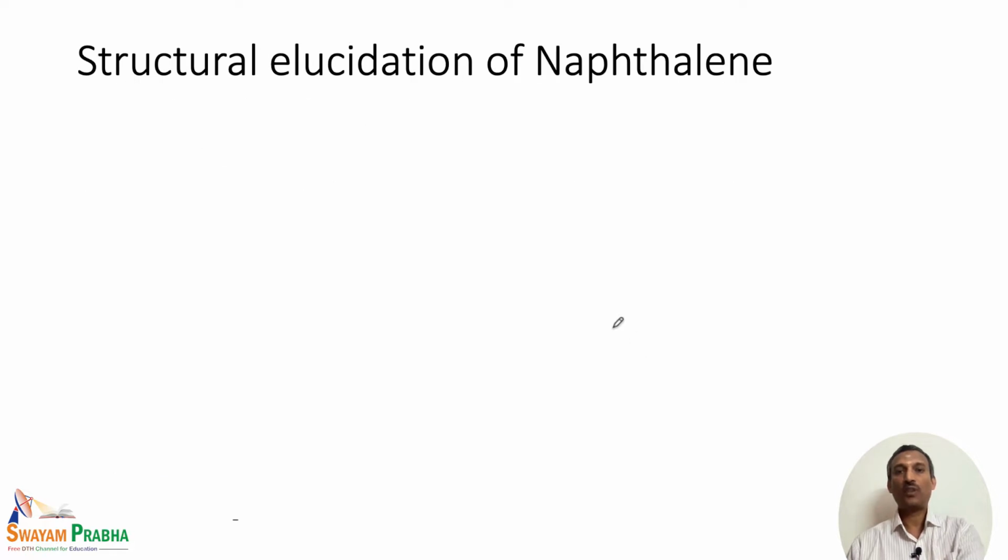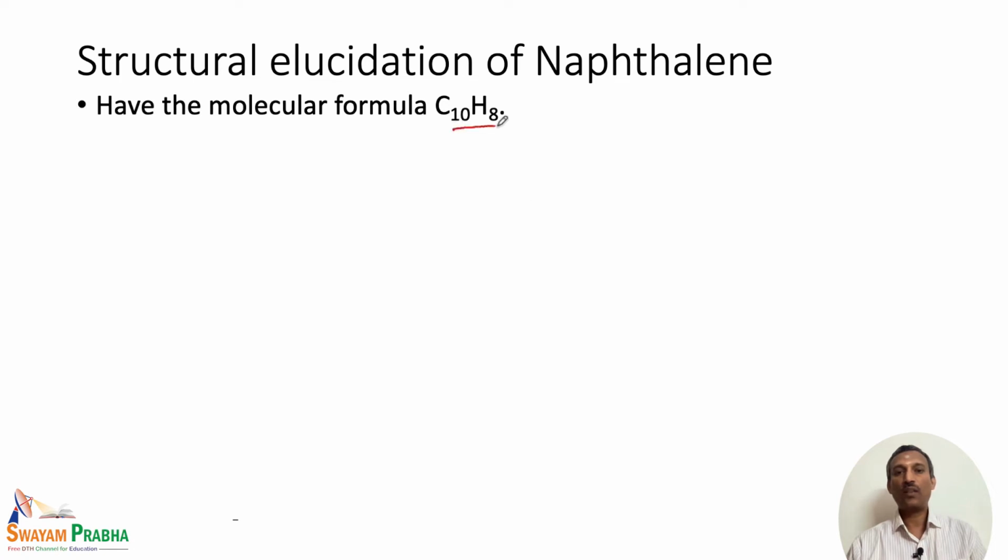Let us look at the structural elucidation of naphthalene. So we have seen that naphthalene has a general formula C10H8. So that means there are two rings. If you look at the number of carbon atoms, we can start from anywhere. So let me put here 1, 2, 3, 4, then 5, 6, 7, 8, 9 and 10. So there are a total of 10 carbon atoms.